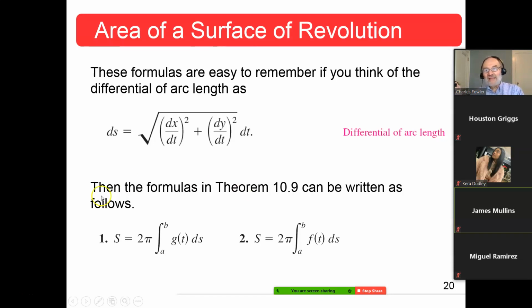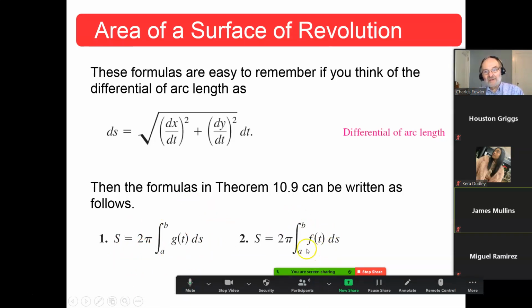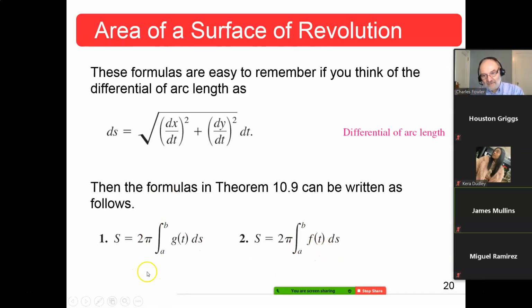If you think of the differential of the arc length as being this, that's what I was trying to say, and then 2 pi times g of t times that ds, that would be the surface area around the x-axis, and this would be around the y-axis, where f of t is your x, g of t is your y.